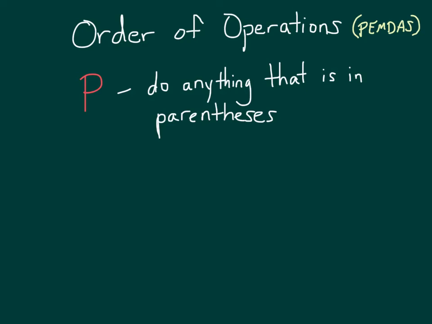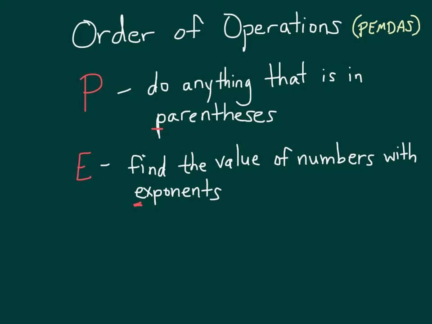Most of you are already familiar with the P being for parentheses, so remember you want to do anything that is in parentheses first. Next, you're going to come to the E, and remember the E stands for exponents, so you want to find the value of numbers with exponents.